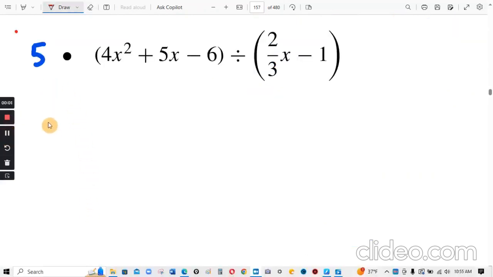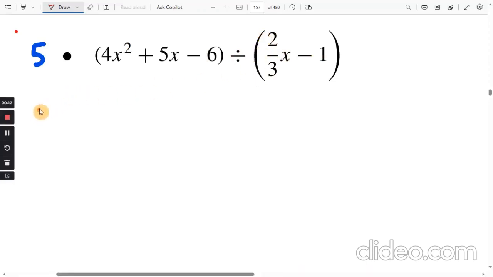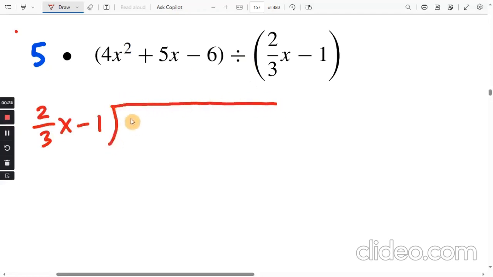All right, last example for the long division. We have a challenging problem here. The part you're dividing by, as always, the divisor, goes out front. So we have 2/3 x minus 1, and that goes into 4x squared plus 5x minus 6.